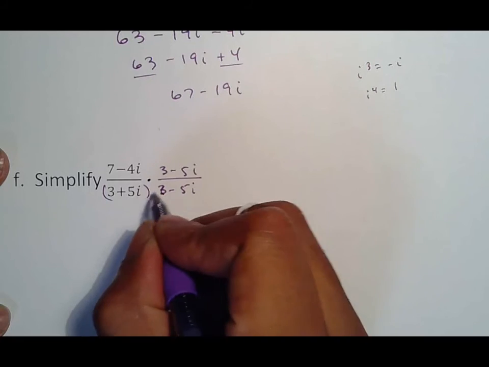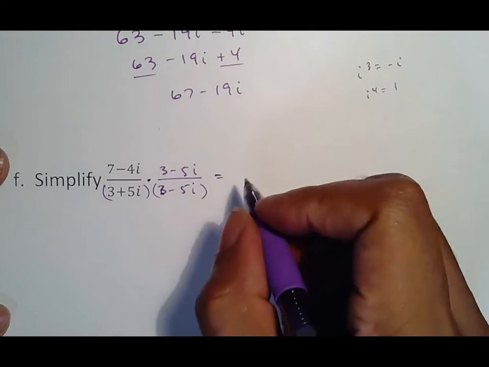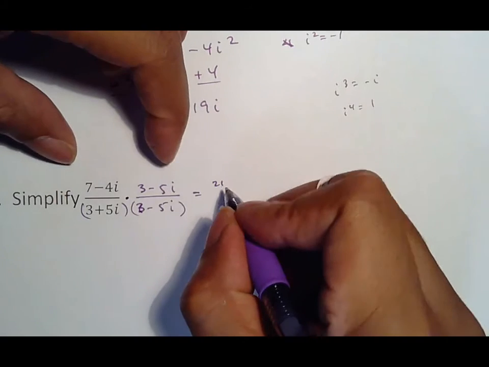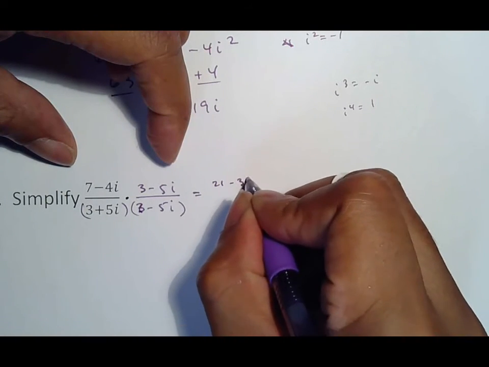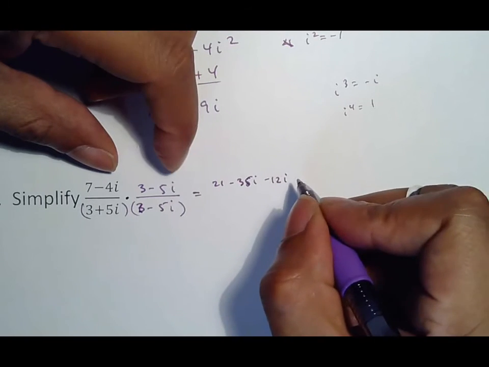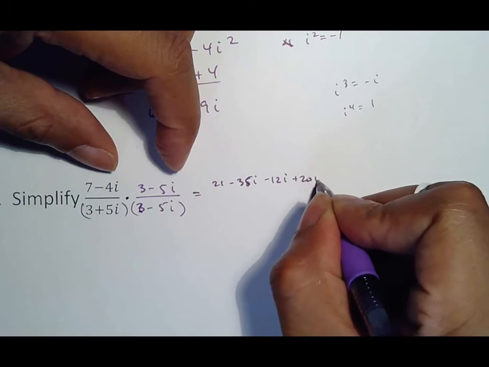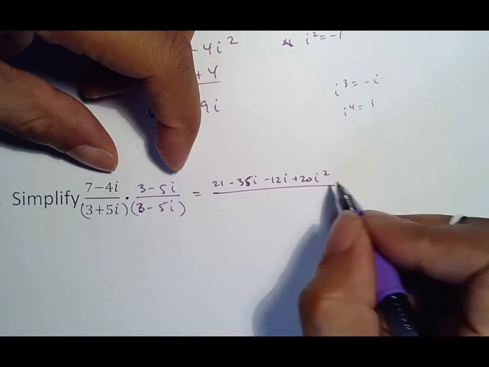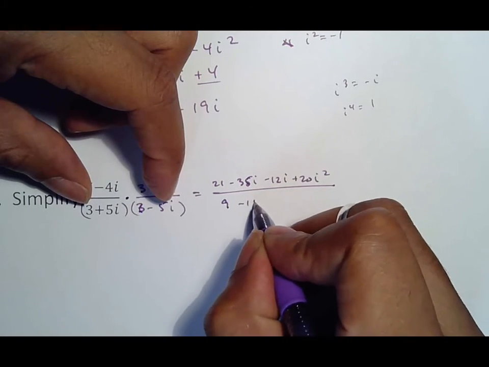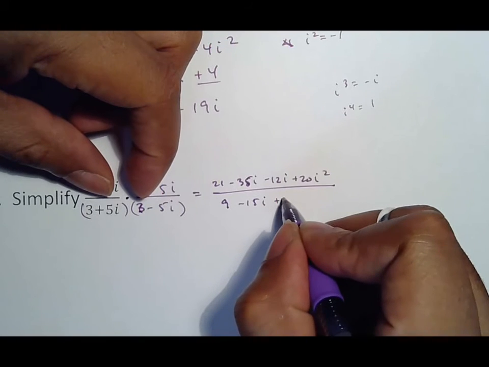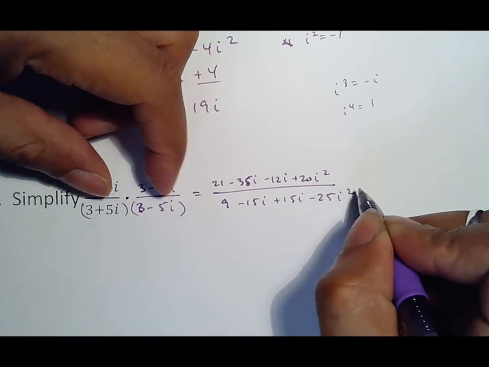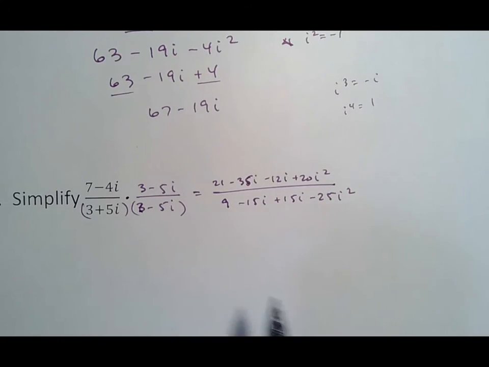So when you do that here, you end up with, on the top, 21 minus 35i minus 12i plus 20i squared over 9 minus 15i plus 15i minus 25i squared. Make sure you verify those numbers.